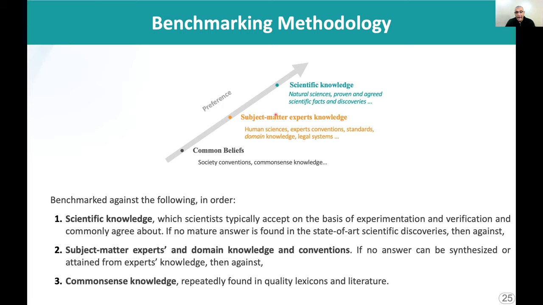When defining, for example, types of states and government systems, which science does not define, then we rely on law and political sciences. In cases where neither science nor subject matter experts' knowledge can help us, for example, when we classify types of hate, types of love, etc., we had to investigate and rely on common sense knowledge that can be found in some good lexicons and maybe some appropriate literature. So, three types of preferences.